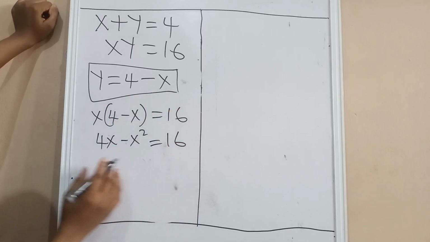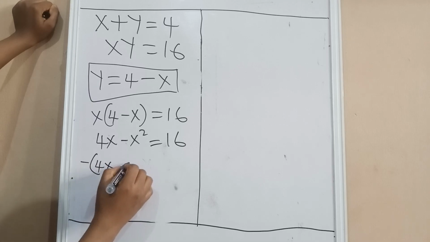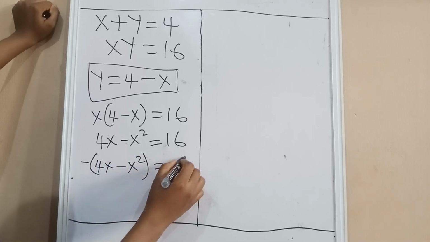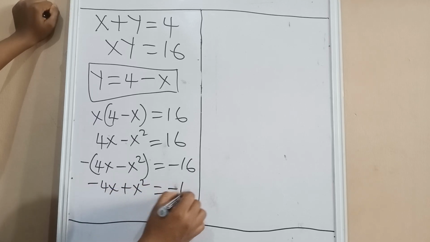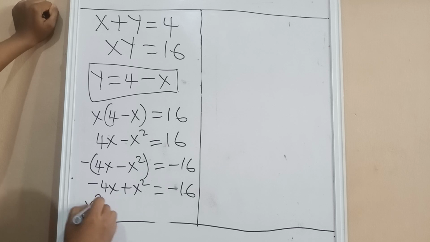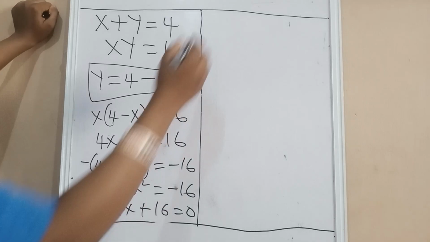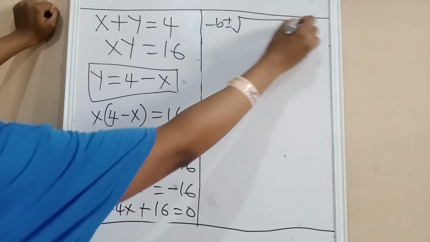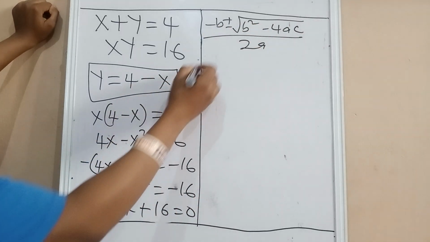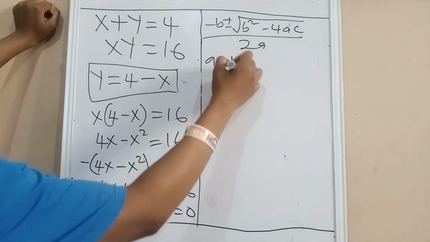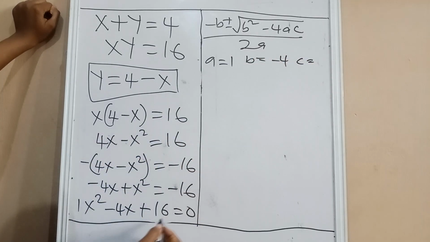And then let's move everything so that it gives us a positive, or we can apply the minus sign to both sides. So we have minus 4x plus x squared equal minus 16. Moving this to the side, we have x squared minus 4x plus 16 equals 0. Now we're going to apply our formula method. Our quadratic formula, where a is 1, b is minus 4, and c is 16.